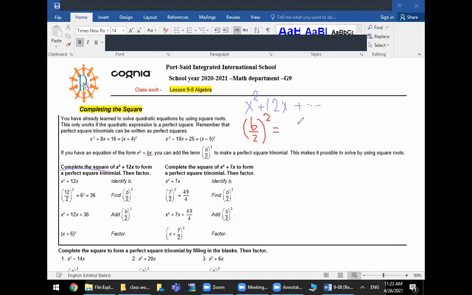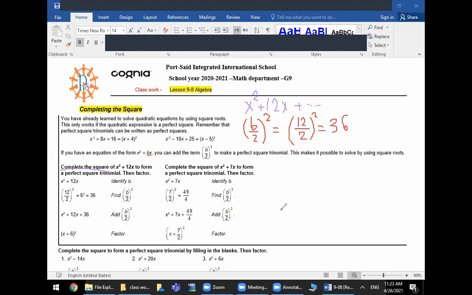Okay? Then b is 12 over 2, all to the power of 2. Then the answer will be 12 divided by 2 equals 6. 6 to the power of 2 equals how many? Equals 36. So this is how we can use imperfect square numbers to find the third term.